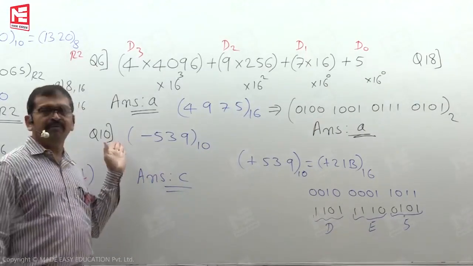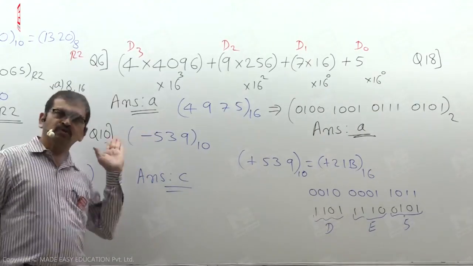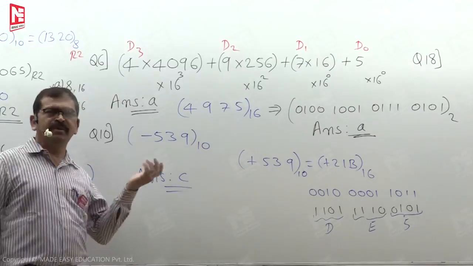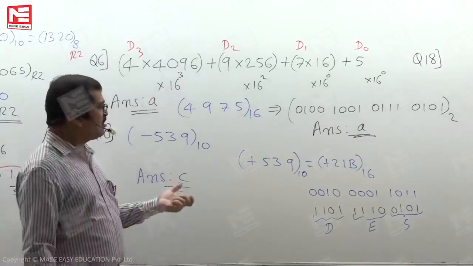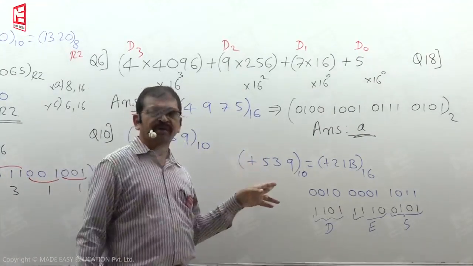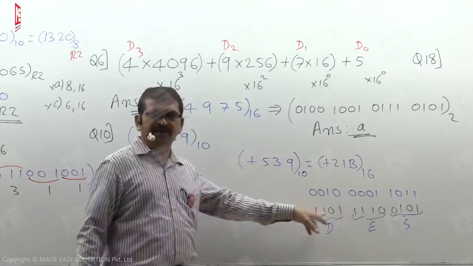Whenever we are given a negative number and we want the 2's complement format, maybe hexadecimal, maybe octal, that is a different issue. We want the 2's complement, then better start with this number as a positive number. For this positive number, try to read the binary value.